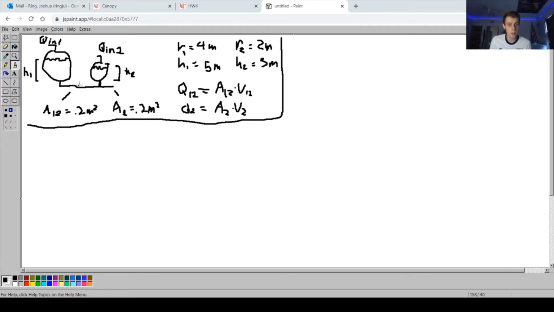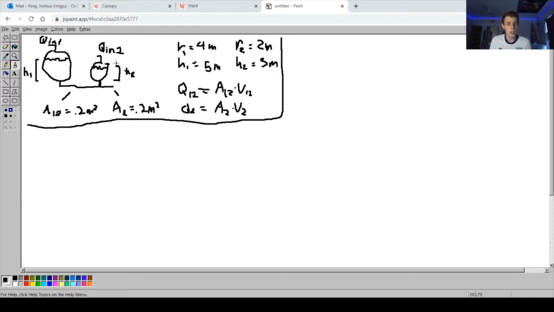And right here we have a pipe connecting them, labeled A12, which is 0.2 meters squared. And then we also have an outlet pipe for the second tank with an area of 0.2 meters squared, same as the first one. The heights are labeled right here with respective 5 meters and 3 meters, and that's the initial steady state of where the water is. And then we have radiuses for the first one being 4, radius for the second one being 2.